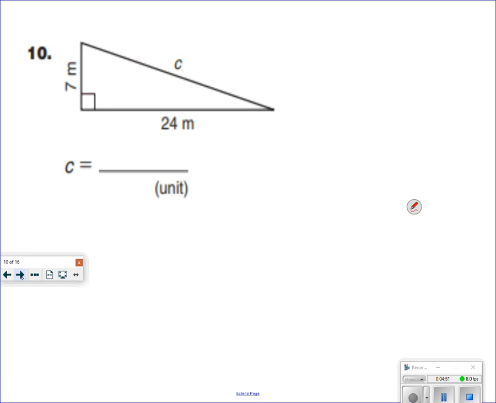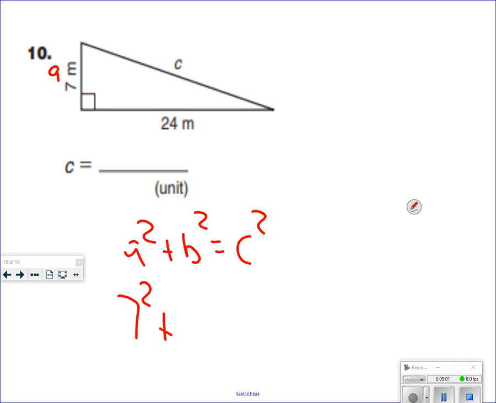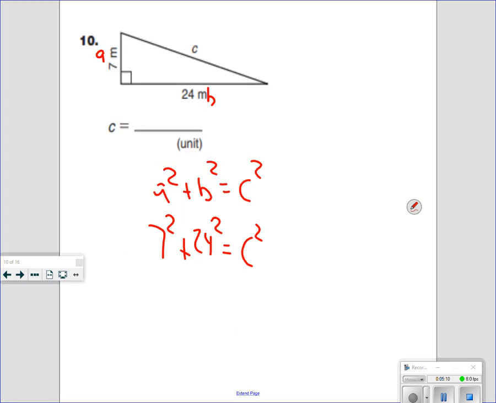So if I'm doing a squared plus b squared equals c squared, how do we do it? First time rolling around here. Let's take a look. Here's my A, so this is 7 squared, plus here's my B, which is 24 squared, equals C squared. Let's see how to do this. 7 times 7 on my calculator will give me a beautiful answer of 49.